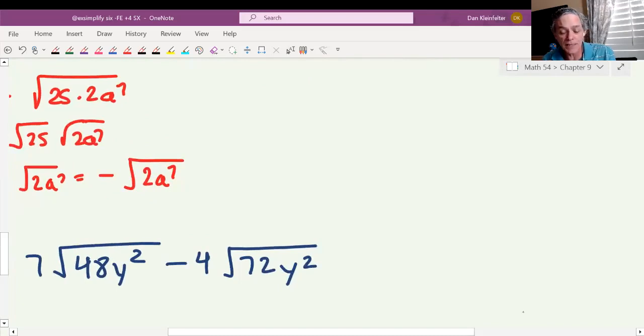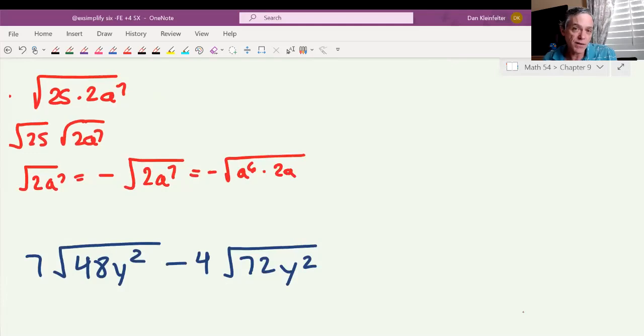So now at this point, I'm going to simplify the part involving the a's. Again, we could have done this earlier, but my choice was just to save it until right now. So we have negative, and then the square root of a to the 6th times 2a. I've separated those 7 factors of a into the perfect square part and the part that is not a perfect square. So this will be negative, and then we'll have the square root of a to the 6th, square root of 2a, using that product property of radicals again.